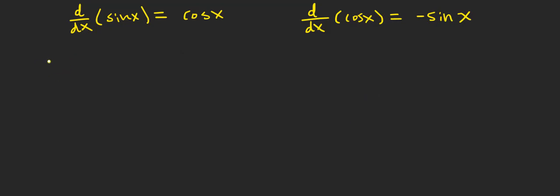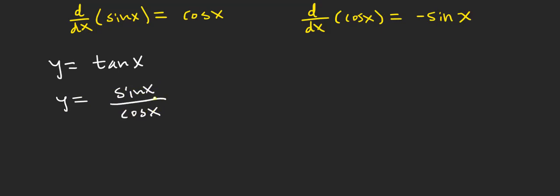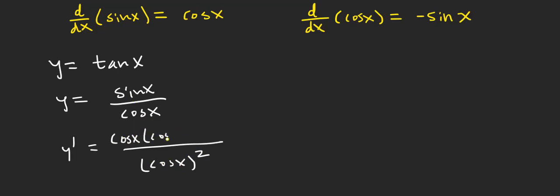Now, let's say y equals tangent x. How would you find the derivative of tangent x? Well, let's rewrite tangent x as sine x over cosine x. Now, let's take the derivative. So we have to use the quotient rule. So denominator squared, and take the denominator times the derivative of the numerator, which is cosine x, minus the numerator times the derivative of the denominator, which is negative sine x.